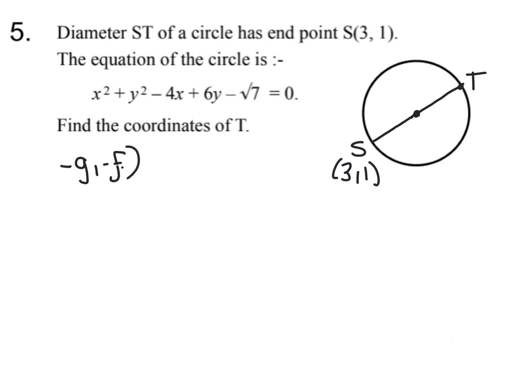My pen's not working. So C would be, well, there's my 2G. Remember, you can do the trick if you want: half it and change the sign. So negative 4 halved and change the sign would be 2. And 6 halved would be 3, change the sign would be negative 3. So my centre is 2, negative 3.